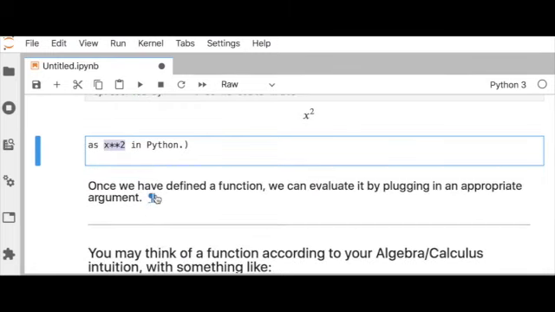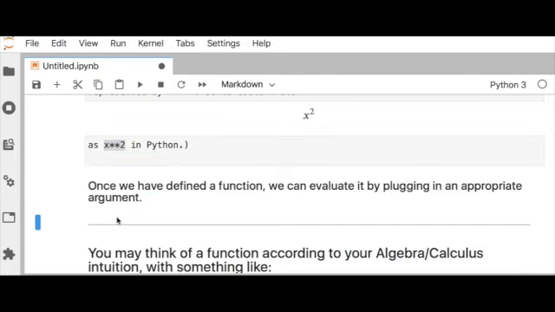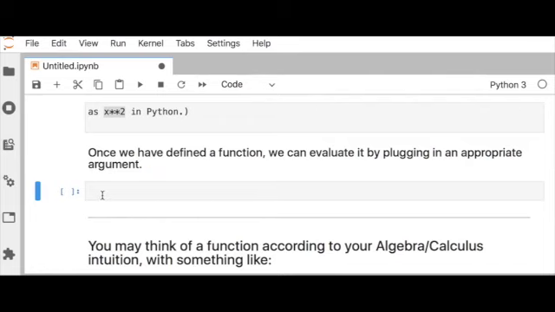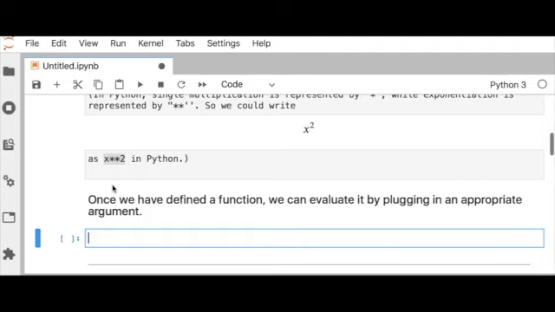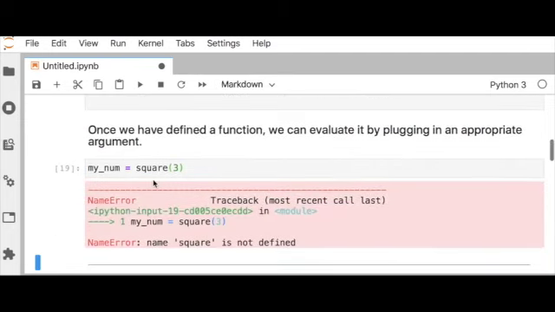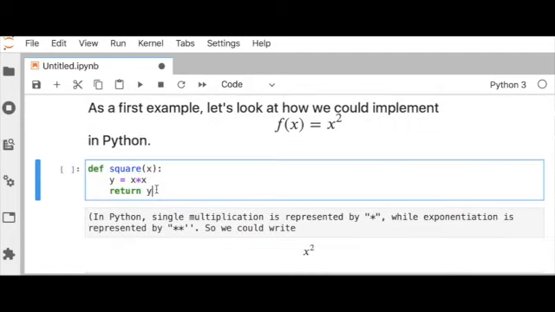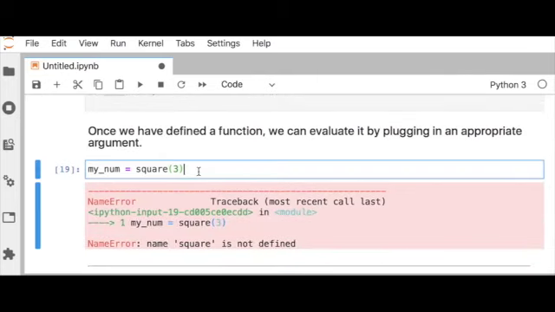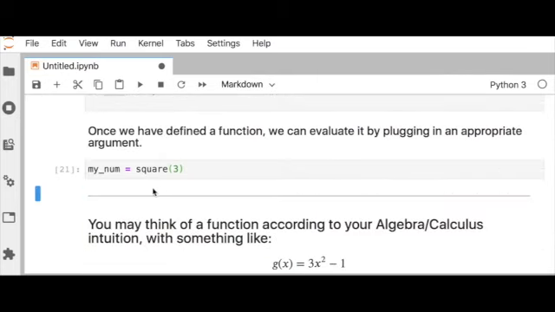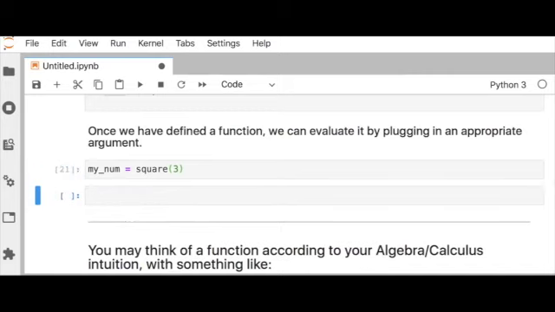Once we've defined a function, we can evaluate that function at an input by plugging in an appropriate input. So let's say I want to actually write a number, my num equals square 3. It tells me it doesn't know what square is. That's because I forgot to hit shift enter on that. So my num equals square 3, and then if I need to know what my num is, I could do print my num.